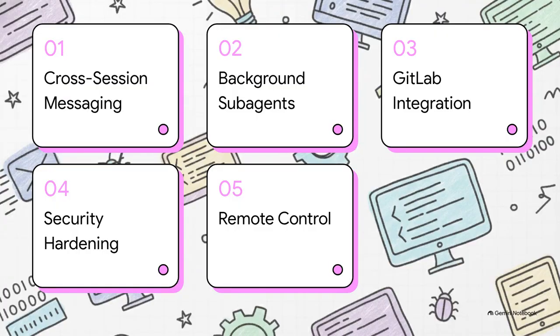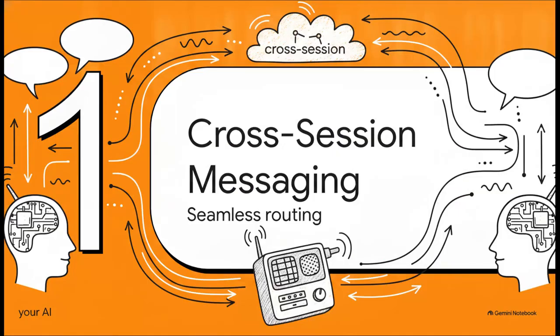So here is our agenda for today. 1. Cross-session messaging arrives. 2. Smarter background subagents. 3. GitLab integration and protection. 4. Critical security hardening fixes. And 5. Reliable remote control experiences. Let's get into it. Section 1.